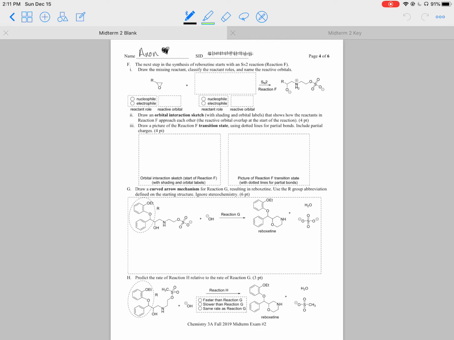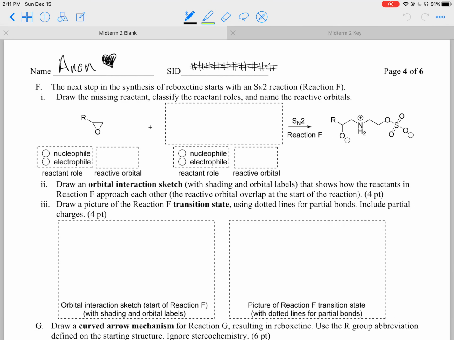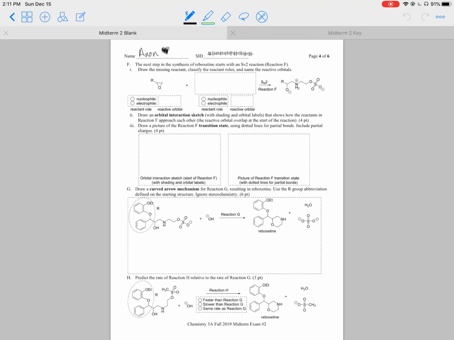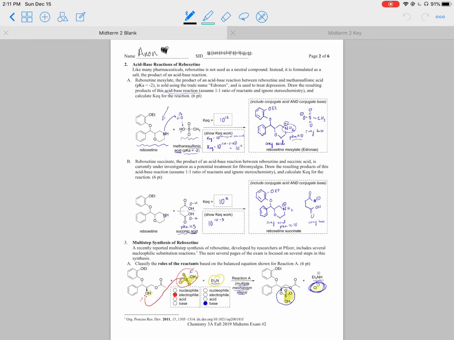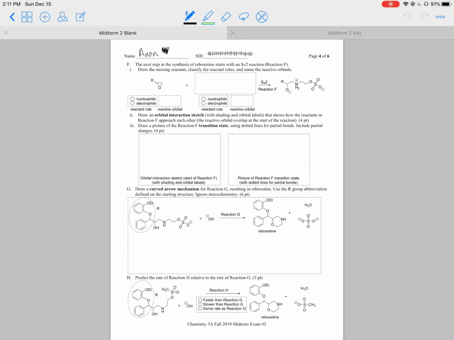Hi everyone, this video is to go over page 4 of Midterm 2 for Chem 3A in fall 2019 at UC Berkeley, taught by MaryAnn Robak. This is Chemical Structures and Reactivity, by the way. So here we go. We are on problem 3F, and it is the first problem on page 4.